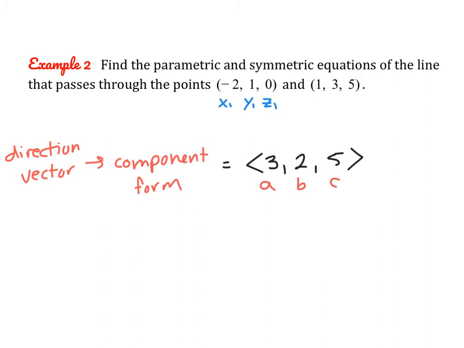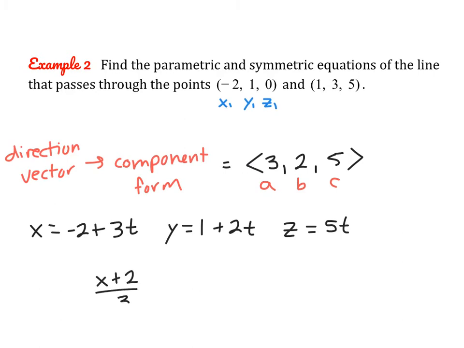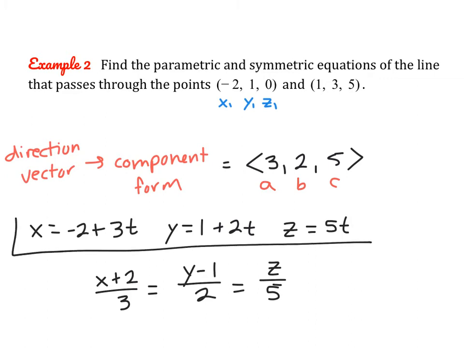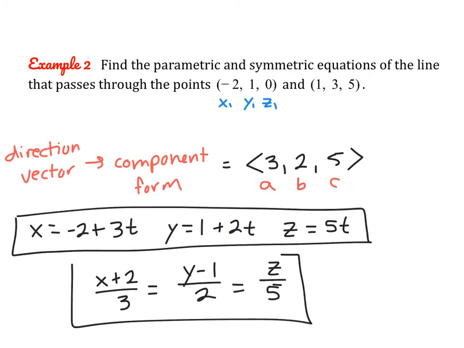Now from here, it's exactly the same as what we just did. We're just going to use our little formula. So x equals negative 2 plus 3t, y equals 1 plus 2t, and z equals 0 plus 5t. So those are our parametric equations. And now for our symmetric ones, we essentially solve for t and set them all equal. So we have (x plus 2) over 3 is going to equal (y minus 1) over 2, which is going to equal z over 5. So here we have the parametric equations, and here we have the symmetric equations.